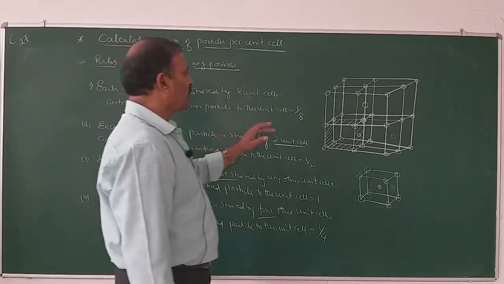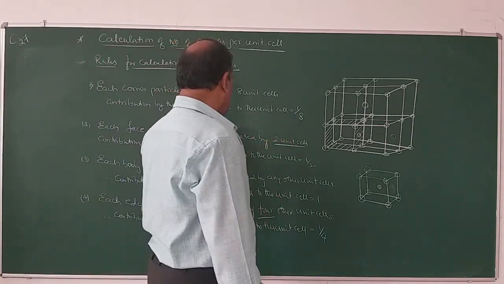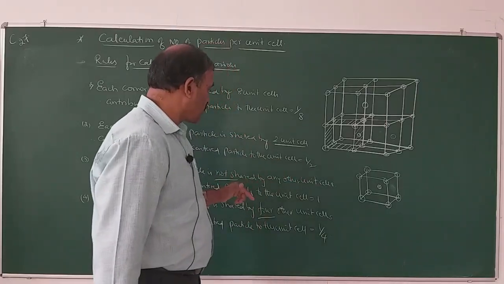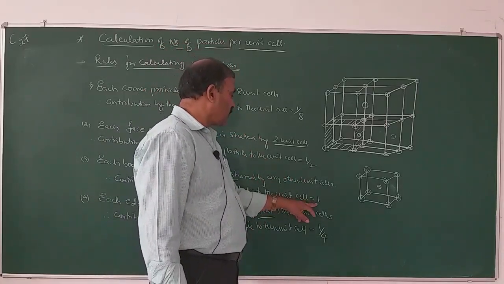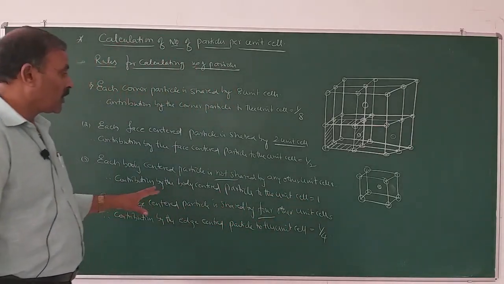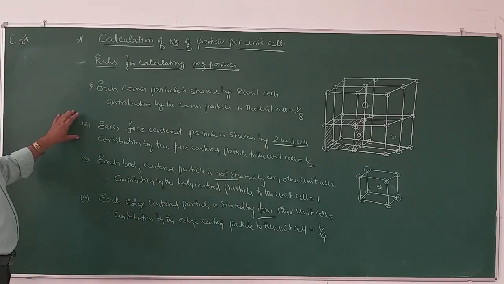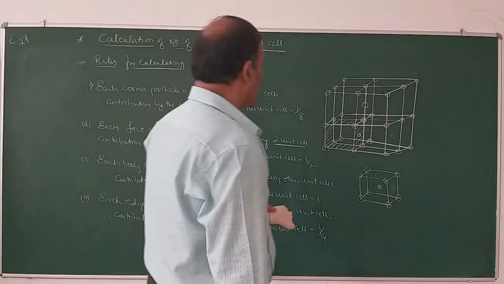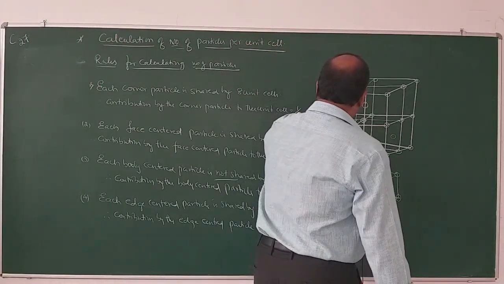Contribution by the corner particle is 1 by 8. Contribution by the face-centered particle is half. Contribution by the body-centered particle is 1. Contribution by the edge-centered particle is equal to 1 by 4. So these rules you have to remember while calculating the number of particles per unit cell.